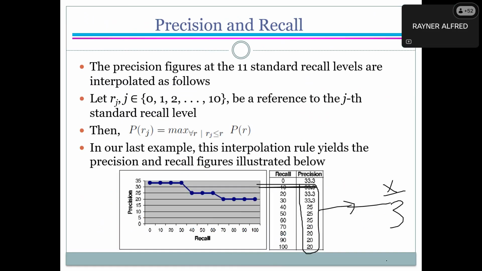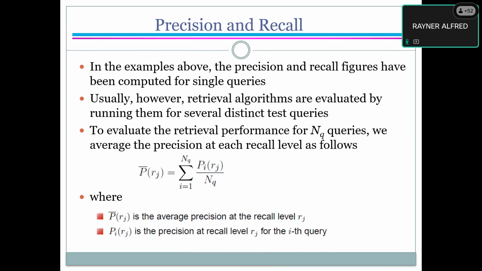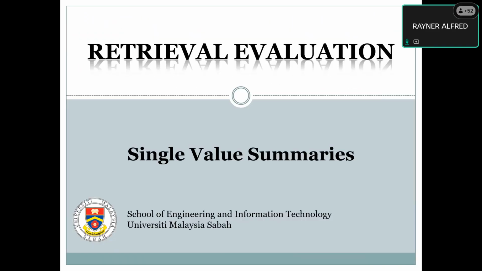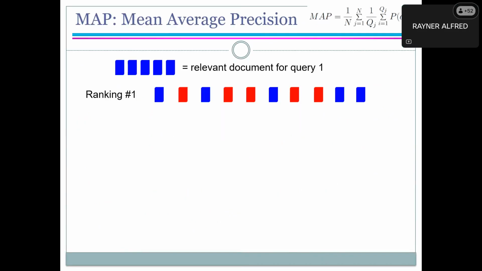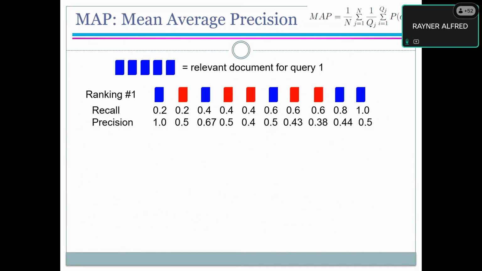Okay, to make it clear, let's go over one example here. This is more interactive. Okay, so the blue one is relevant document with respect to query number 1. And we have the ranking according to this order. Okay, so those are the recall and precision.